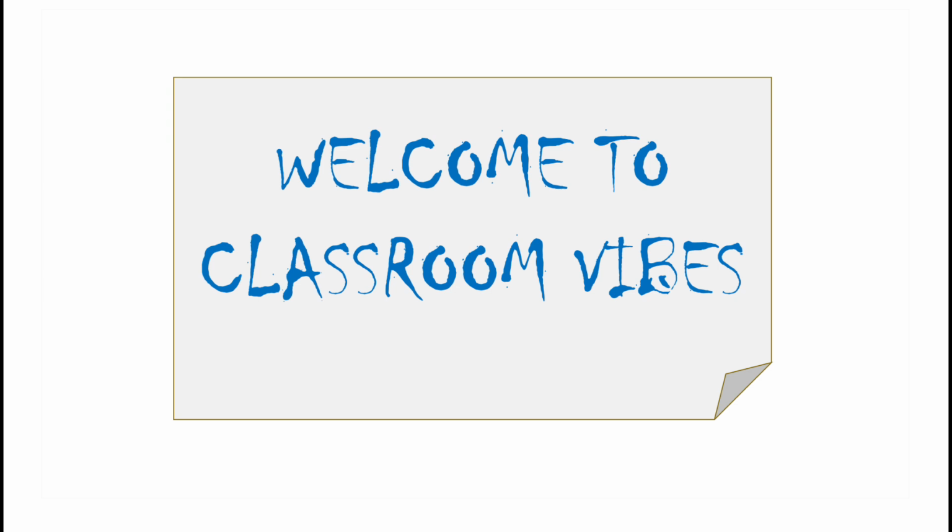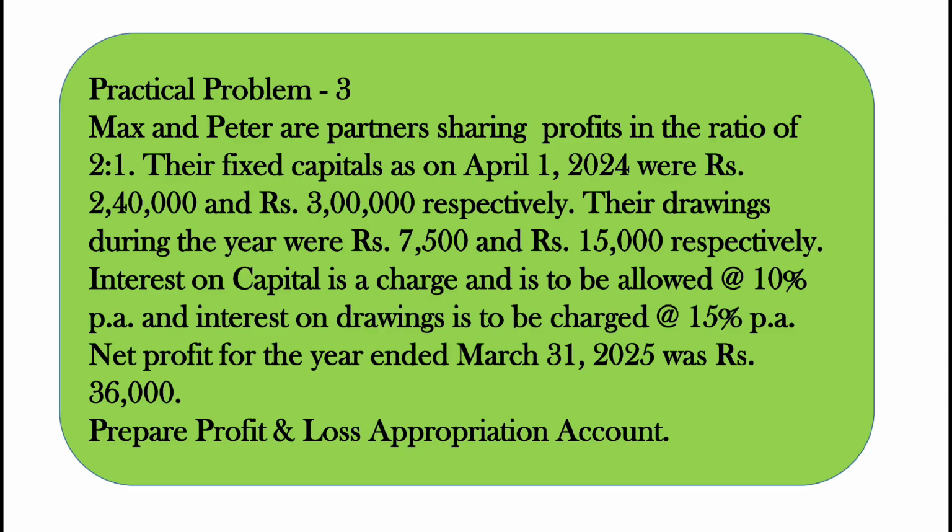Practical Problem 3 on the chapter Partnership Fundamentals. And the question is here: Max and Peter are partners sharing profits in the ratio of 2:1. The fixed capitals as on March 1st, 2024 were rupees 2,40,000 and rupees 3 lakh respectively.